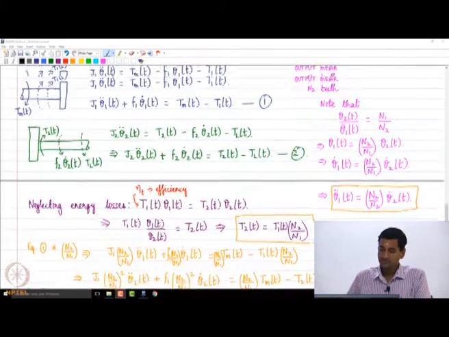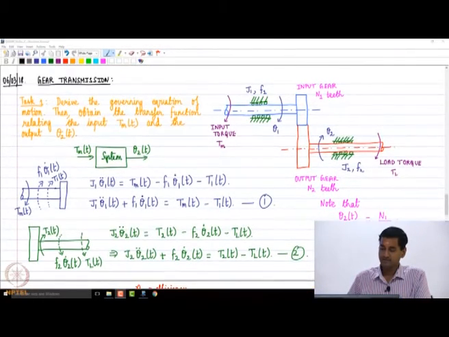Okay, I guess we'll get started with today's class. If you recall what we did yesterday, we were looking at a case study of a gear transmission, where there was an input shaft to which a torque was provided, and the input gear was meshed with an output gear, and that in fact drove an output shaft.